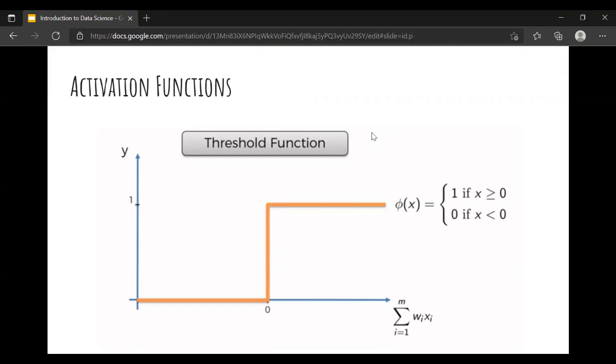It's only going to give a true or a false value. If the weighted sum results in a value that is positive and greater than 0, I'm going to give 1 as my output. Otherwise, it's going to be 0. That is how the threshold activation function is going to work.